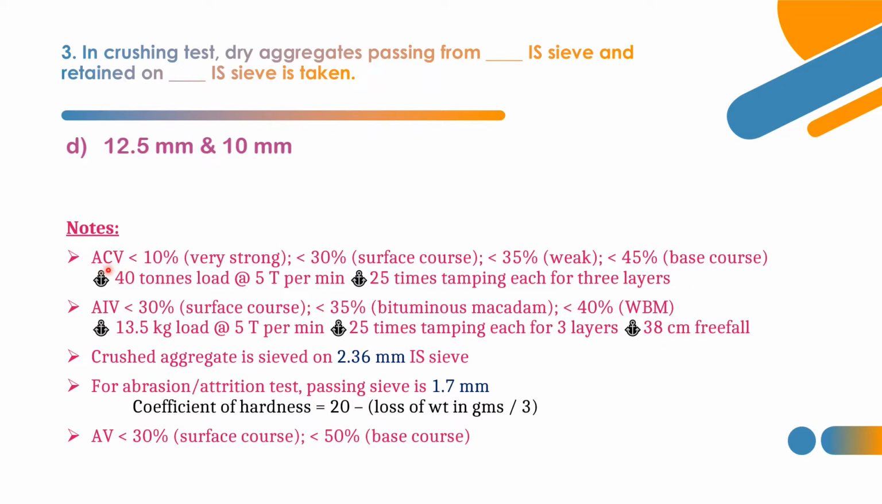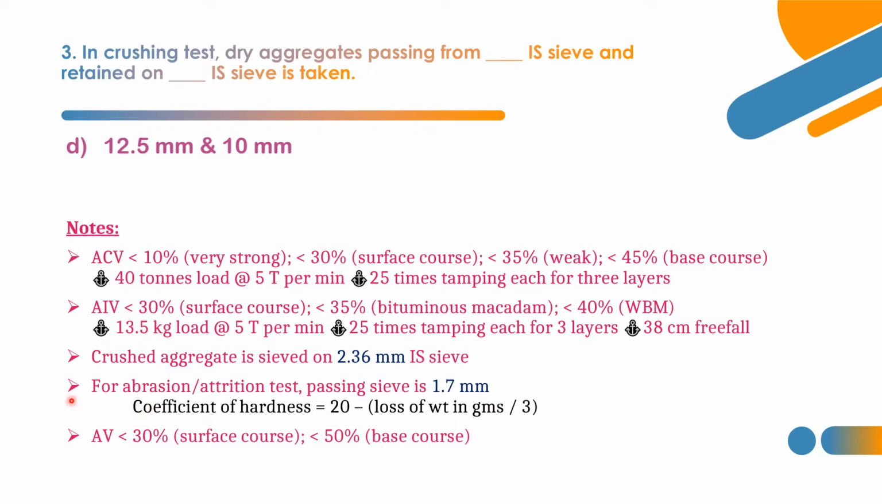Here ACV is crushing, so there is no free fall. It is similar to a compression test of concrete. So similarly, there we apply only 40 tons of load at 5 tons per minute loading rate. After the ACV or AIV test, there will be crushed aggregate, and that crushed aggregate shall be sieved on 2.36, and the weight will be taken divided by total weight, and times 100 gives the percentage for AIV and ACV. These are the simple things we have to follow.